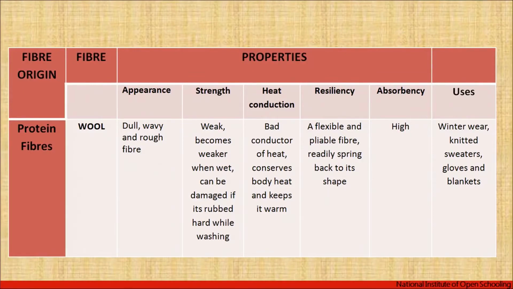The strength is weak. It becomes weaker when wet, and can be damaged if rubbed hard while washing. The scales get damaged if we rub woolen wear. Have you heard of the shrinking of woolen wear while washing? It's because of the scales present on the wool. If we put a lot of friction on wool fabric, it usually gets distorted.